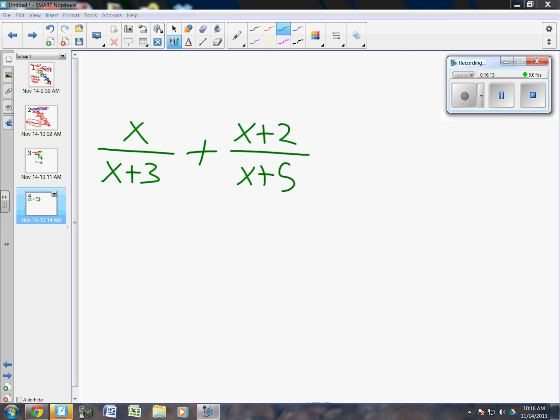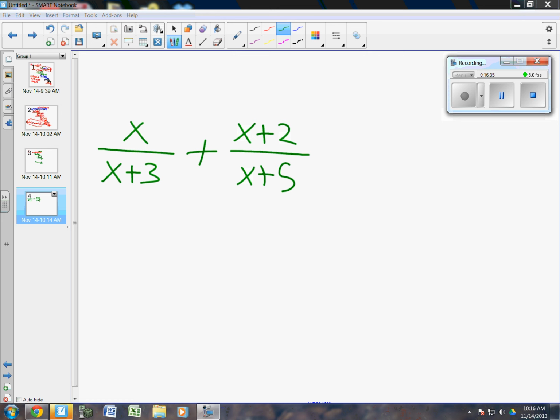So a rational expression has a polynomial divided by a polynomial, and you have to make sure that the polynomial on the bottom has an x in it. Otherwise, it's not a rational expression. It doesn't have an x in the denominator. So anything with an x in the denominator and no x's in square roots, then you've got a rational expression. Okay, so we're going to add these two together.